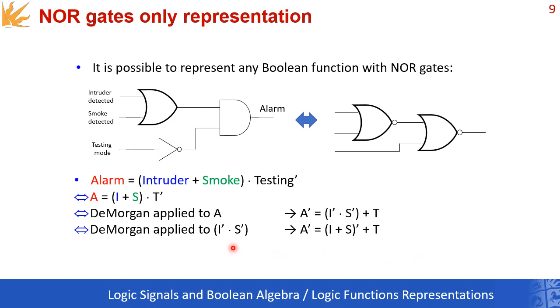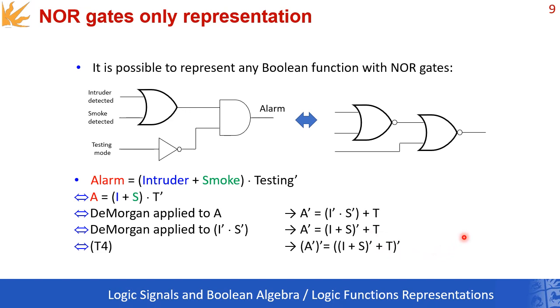Now again, we can apply De Morgan on the parenthesis here. If you apply De Morgan over here, the result of the whole parenthesis is inverted, and so are the variables inside, and so is the operation. So far we have that the inverted A equals the inverted OR of T and the inverted OR of I and S, the testing mode.